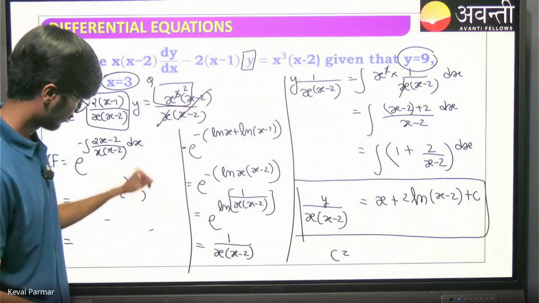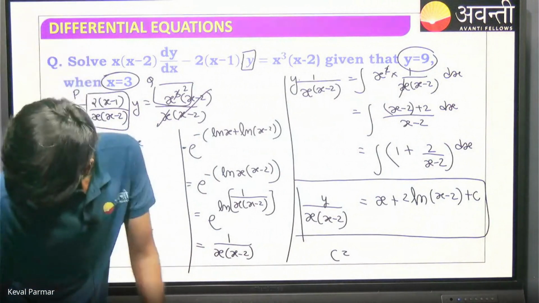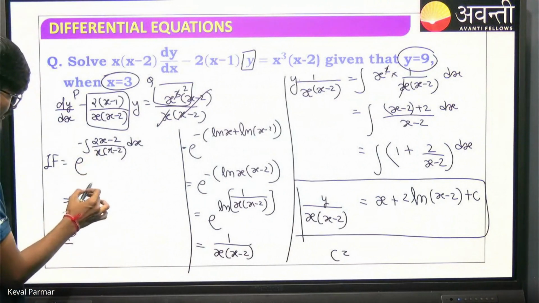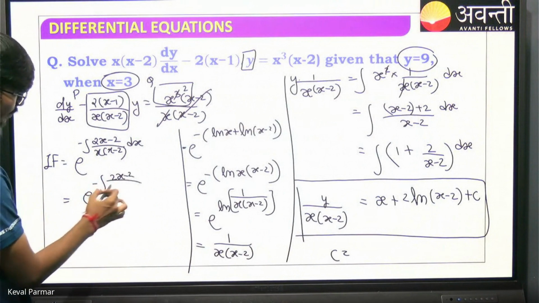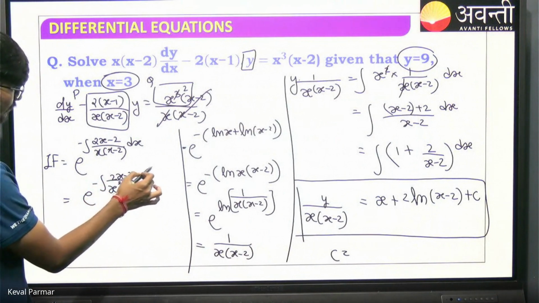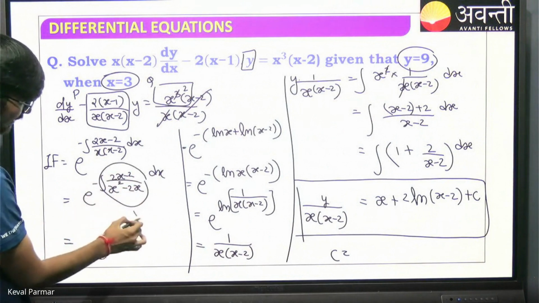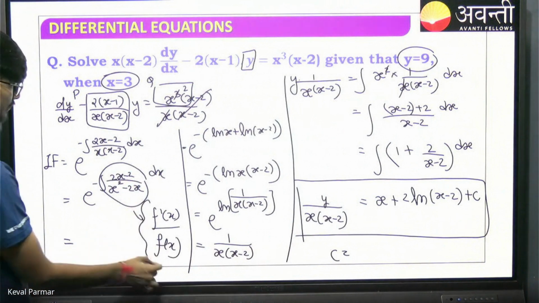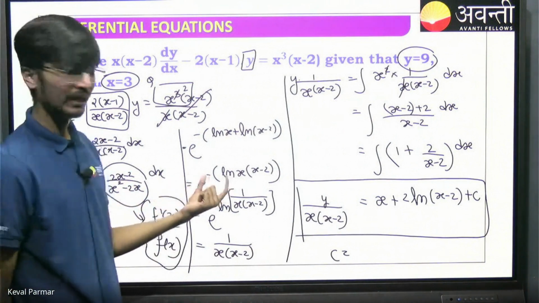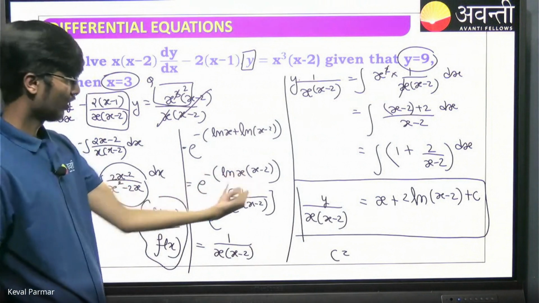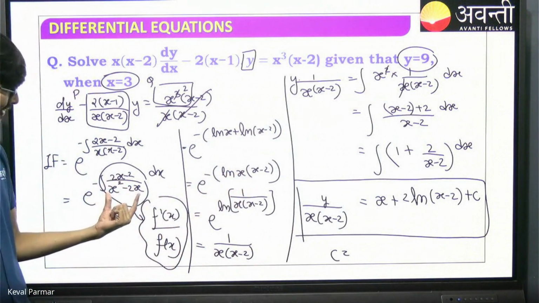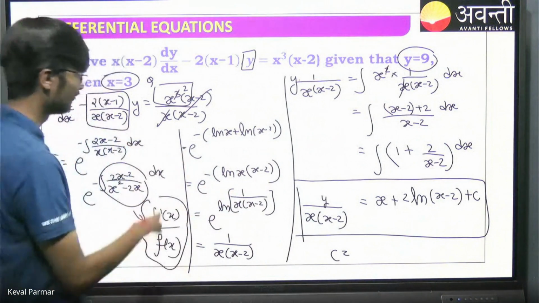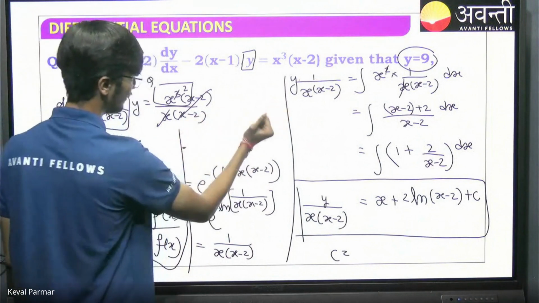So what Devan is saying is that we can basically expand the numerator, denominator: 2x minus 2 upon x square minus 2x. So this is basically what format? f dash of x upon f of x. So if it is f dash of x upon f of x, it will be ln of f of x. What is the denominator? x square minus 2x. So we'll save time and save 2-3 steps here. There is no need to write these steps.